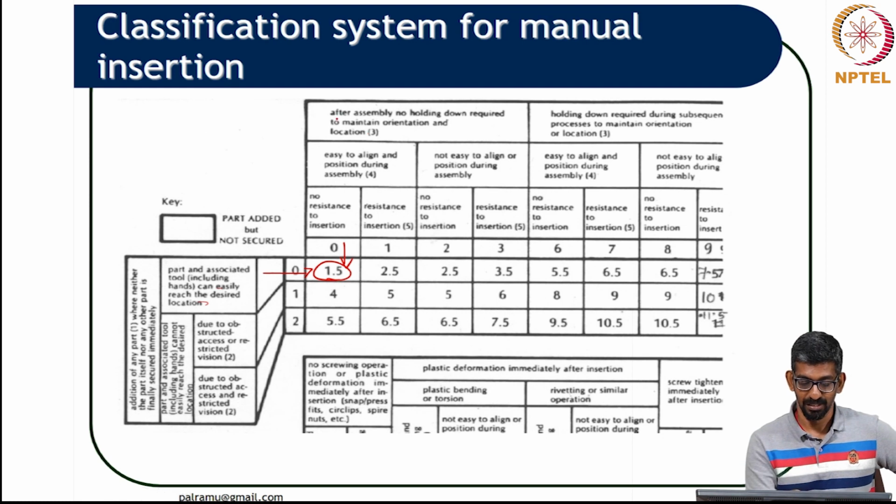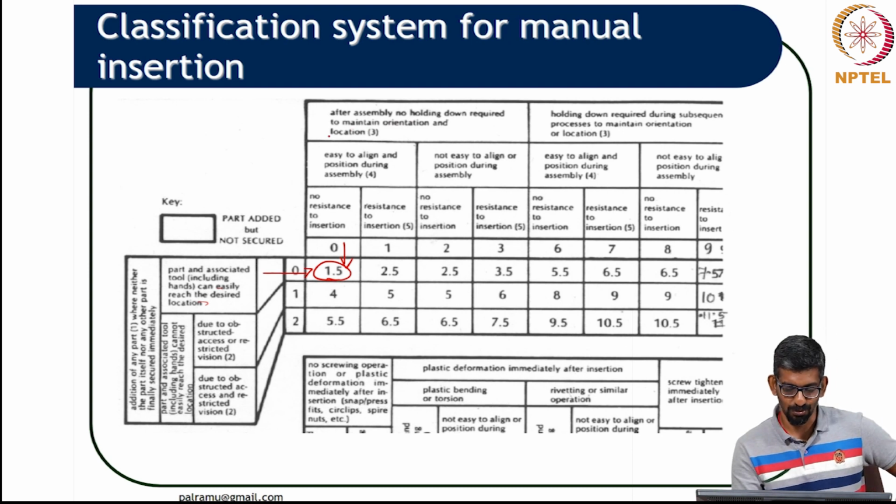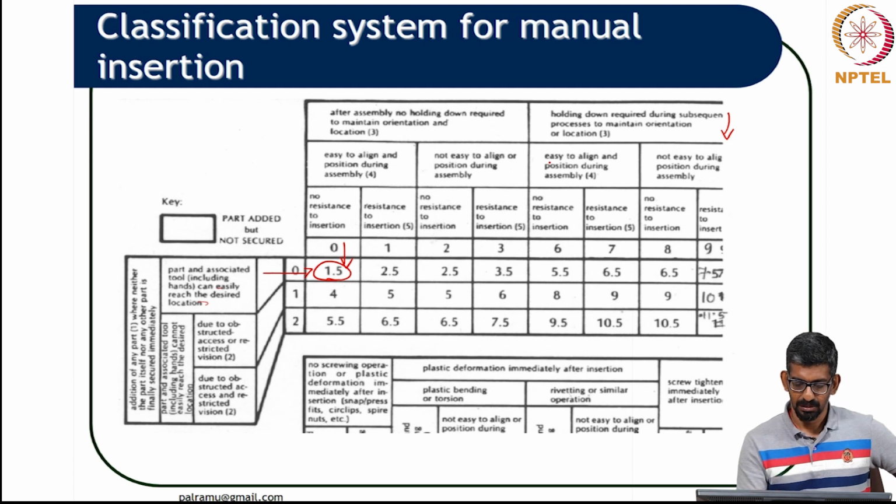Are you able to read that? Okay, I am reading it. It says after assembly no holding down required to maintain orientation and location. You need to hold it, so go to the second one: holding down required during subsequent processes to maintain orientation or location, correct? So we are going to look at this particular one. Yes. The one that reads next is easy to align and position during assembly, not easy to align or position during assembly.